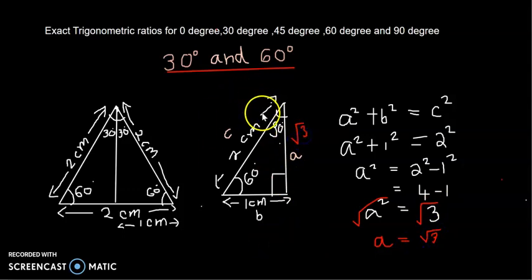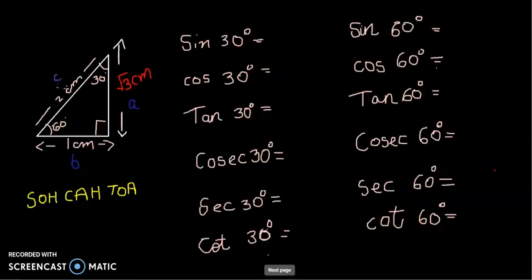With the help of this special right triangle, we are now going to evaluate the 30° and 60° trigonometric ratios. In my previous video, I explained how to find the trigonometric ratios of sine, cosine, tan, cosecant, secant and cot. There is one useful way to remember it: SOH CAH TOA. Sine is equal to opposite side by hypotenuse, cos is equal to adjacent side by hypotenuse, and tan is equal to opposite by adjacent.